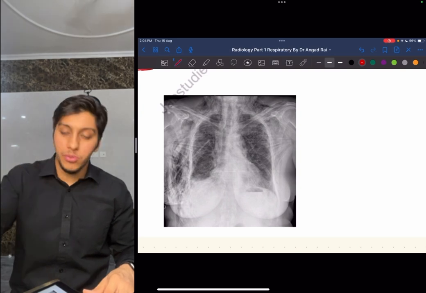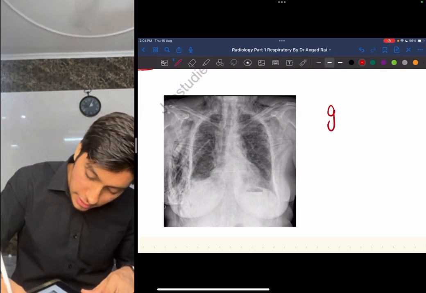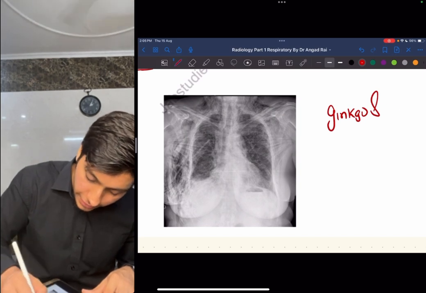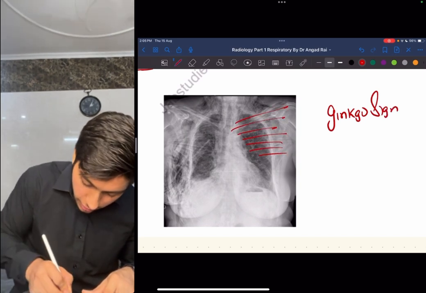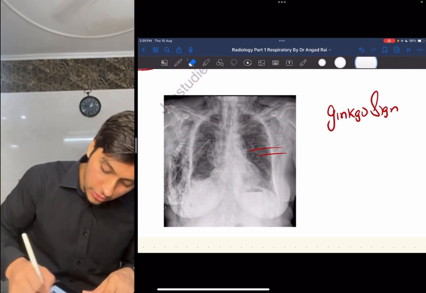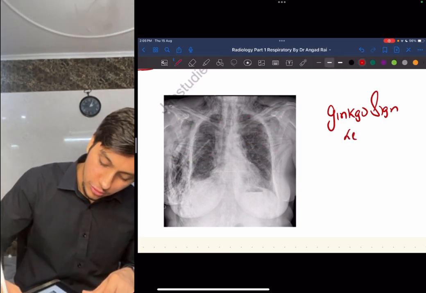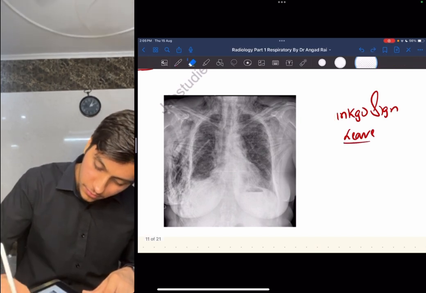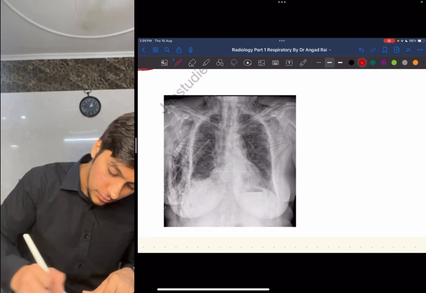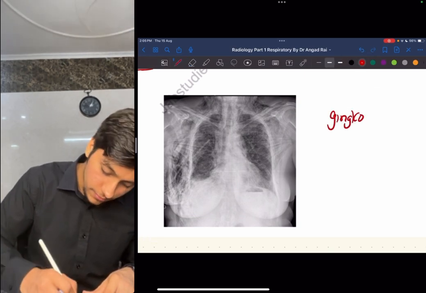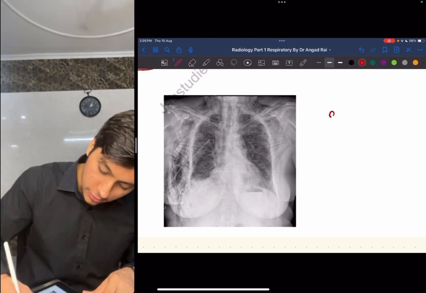Okay, and lastly, because of subcutaneous emphysema and all the other stuff related to the air leak, as well as pneumomediastinum, you will have something known as the ginkgo sign, which is like a leaflet. You can see the multiple striations over here. Over here also you can see multiple striations. This is known as the ginkgo leaf sign.